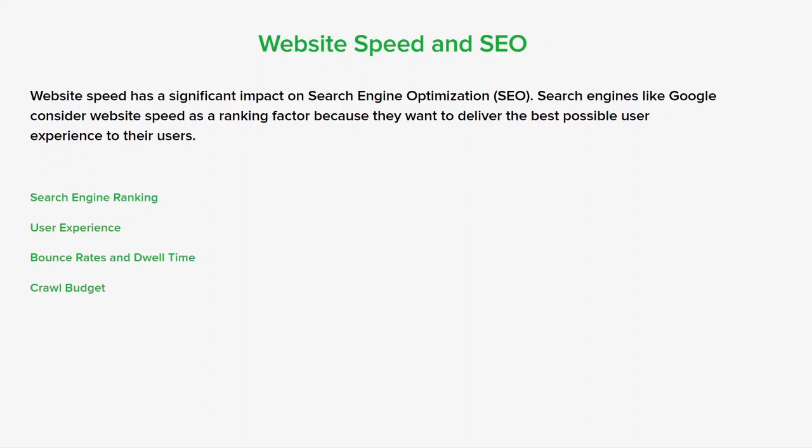Search engines also allocate a crawl budget to each website, which determines how often search bots crawl and index a site's pages. A slow-loading website may consume more of its crawl budget on loading pages, leaving fewer resources for crawling and indexing the most important content.